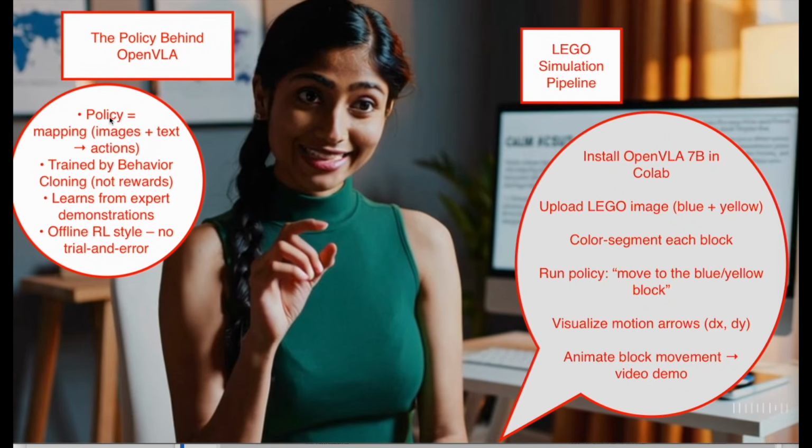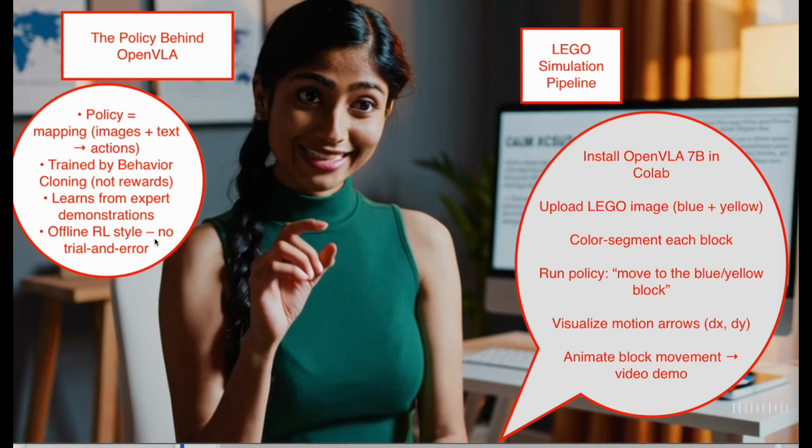Let us understand the policy behind OpenVLA. Policy is the mapping from images plus text to actions. It is trained by behavior cloning, not rewards. It learns from expert demonstrations. It uses offline RL style. It's not trial and error. OpenVLA learns a policy, a function that maps what it sees and what it's told into what it should do. Instead of trial and error reinforcement learning, it's trained through imitation. It watches how experts move robots and learns to mimic them. That's called behavior cloning, a practical form of offline reinforcement learning. So yes, it behaves like an RL agent, but trained on demonstrations, not rewards.